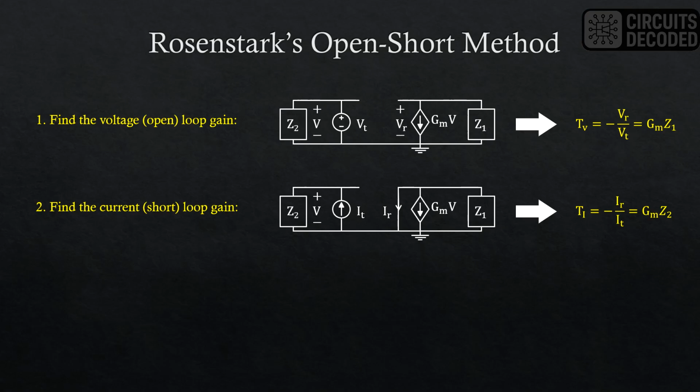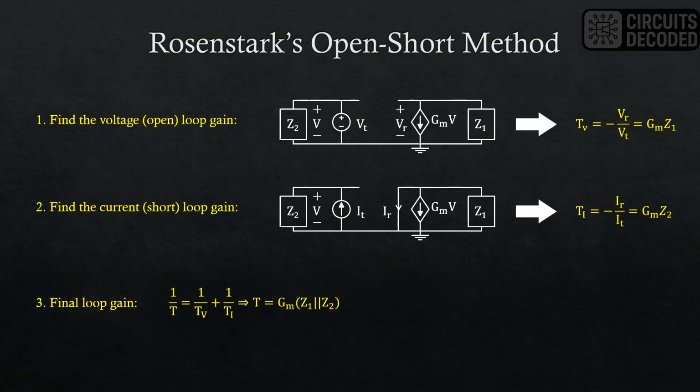Next, we apply a test current source It at the same location and short circuit the other end and find the short circuit current Ir. This gives the current loop gain Ti, which is simply negative of Ir over It, which is equal to Gm times Z2. Please be mindful of the direction of Ir.